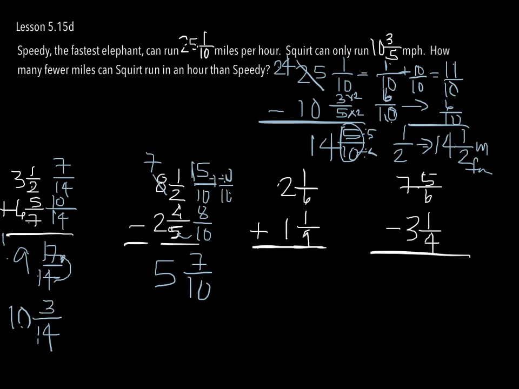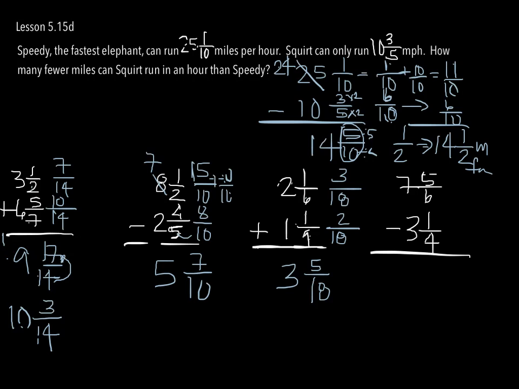Next we have 2 1/6 plus 1 1/9. Where do 6 and 9 meet? Well, hopefully you knew that was 18. You multiply 9 by 2, so you multiply 1 times 2. You multiply 6 times 3, so you multiply 1 times 3. Now we have 3/18 plus 2/18, and you're going to get 5/18. And then we add 2 and 1, we're going to get 3.